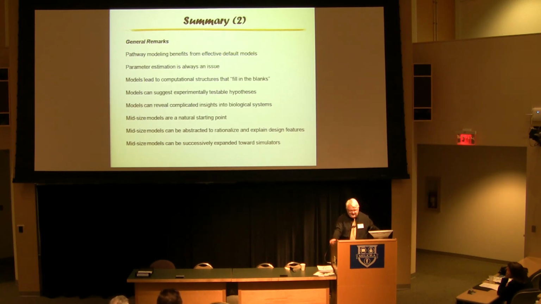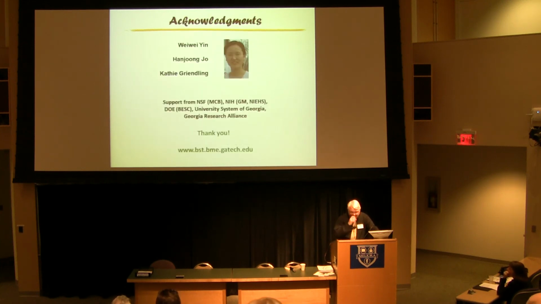The model can reveal relatively complicated insights into these systems, for instance, with the inactive states, active states, those types of things. The mid-sized models, I said in the beginning, if you want to prove stuff, you need very small models. If you want to do disease simulation, you need these huge models. And we are all dealing with mid-sized models. That's the way to go, at least to get started. And then you can abstract them and simplify them and look for design principles, or you can expand them and make them into disease simulators.